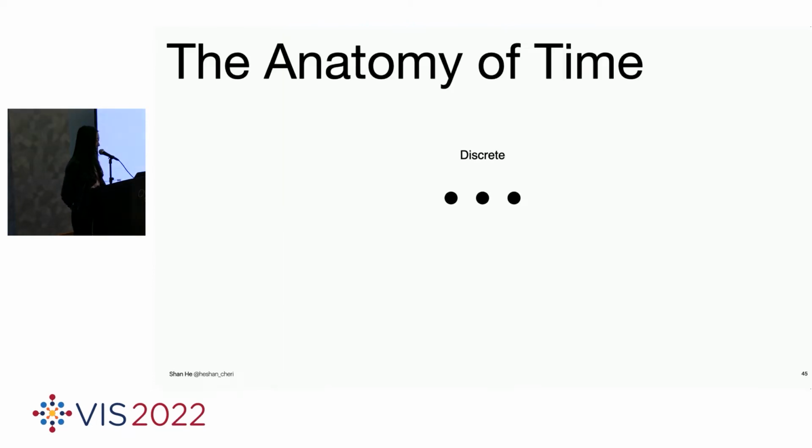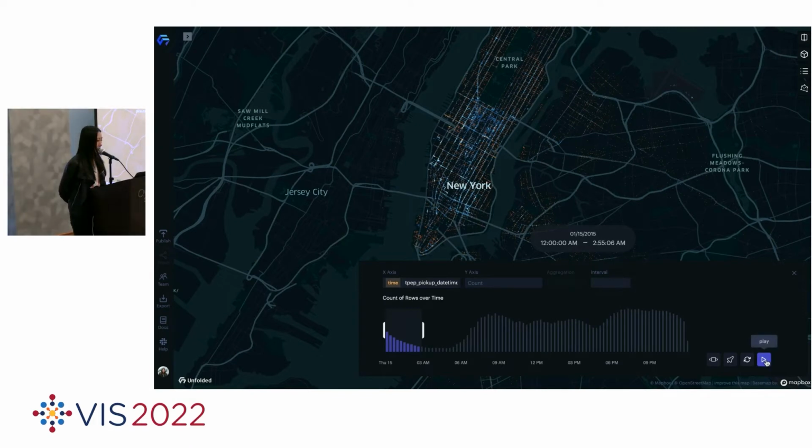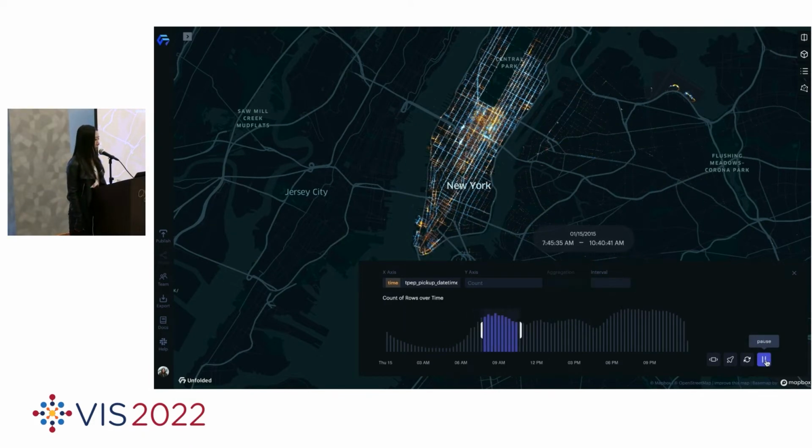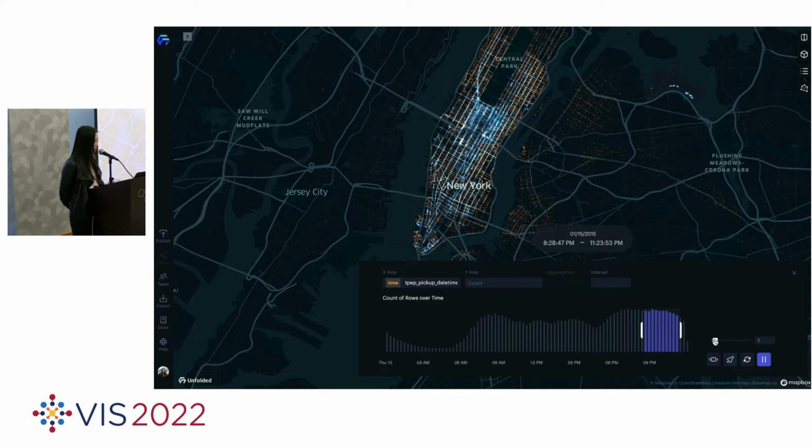Discrete is the most common way data is collected. For example, when we're talking about discrete time data, it is usually a single event, right? This is looking at pickups and drop-offs on taxi trips in New York. Each event shows when and where a pickup happens, and another event shows when and where a drop-off happens.